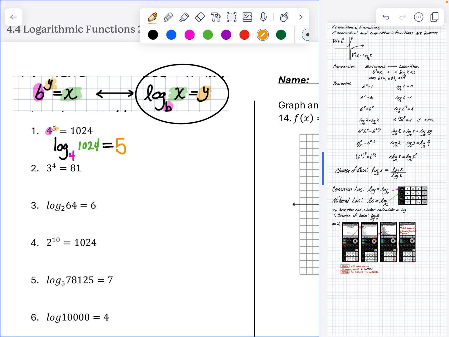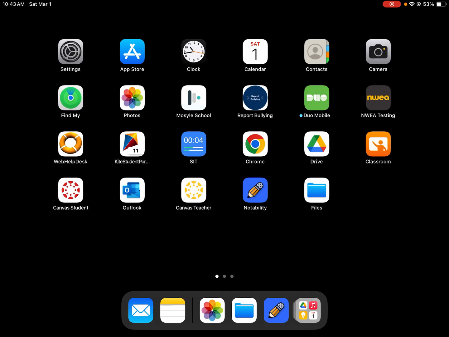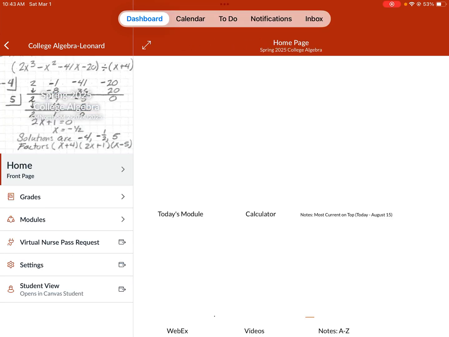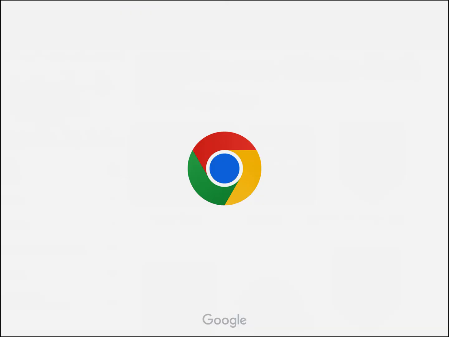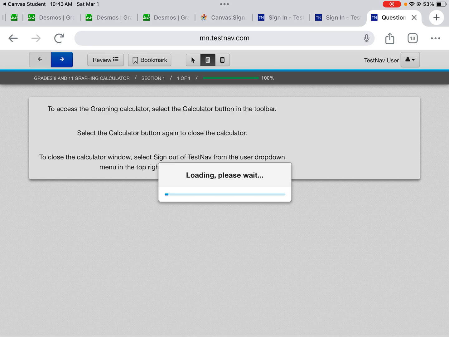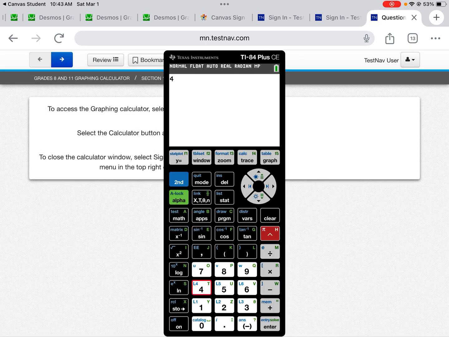And the thing is these are true statements. So for instance, if you grabbed the calculator, I just want to show you that, first of all, the equation that I gave you for the question is a true statement. So if you were to put in 4 to the 5th power, it does equal 1024.